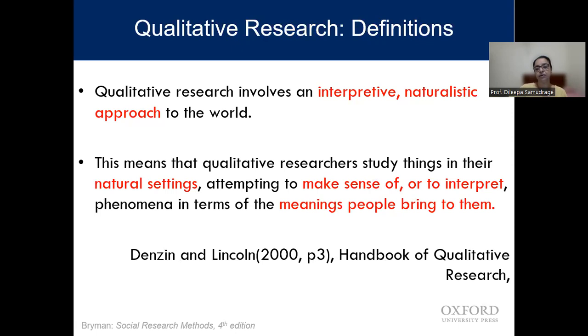So these are the definitions for qualitative research, right? There are different types of definitions which you could find in different books. Here it says qualitative research involves an interpretative, naturalistic approach to the world, right? Interpretative, so you always interpret what is happening there. Then the naturalistic approach, because when you do qualitative research, you have to go to a research setting. So it's a kind of naturalistic approach to the world. This means qualitative researchers study things in their natural settings, attempting to make sense of or to interpret phenomena in terms of the meanings people bring to them, right?